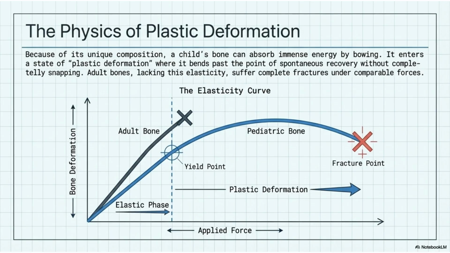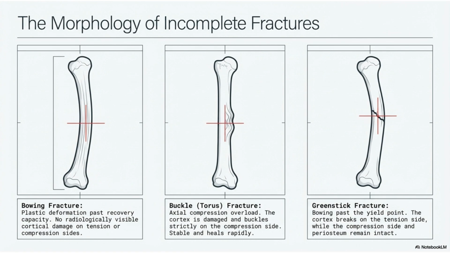The physics of plastic deformation highlights a child's bone's ability to absorb energy by bowing. Pediatric bone enters a state of plastic deformation, bending beyond spontaneous recovery without snapping, unlike adult bone, which tends to fracture completely. Incomplete fractures in children include bowing, buckle or torus, and greenstick fractures. Each type is defined by specific responses to axial compression and tension, reflecting the bone's elasticity.